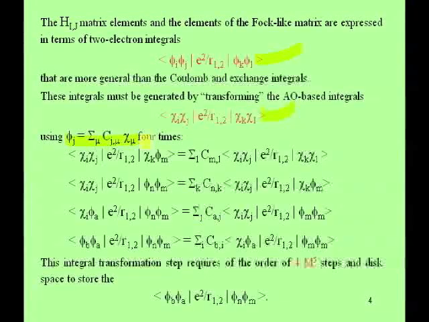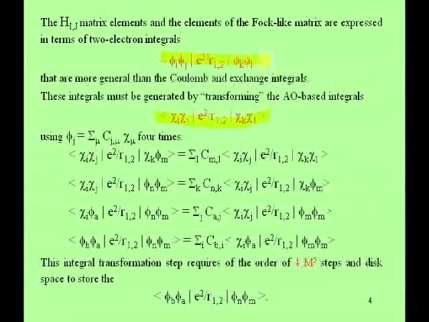Yeah, intellectually it's simple, but let's think about the dimension of this problem. The problem basically is that if you have, say, m basis functions, there are of the order of m to the fourth of these chi two-electron integrals. There's also of the order of m to the fourth of these phi things.